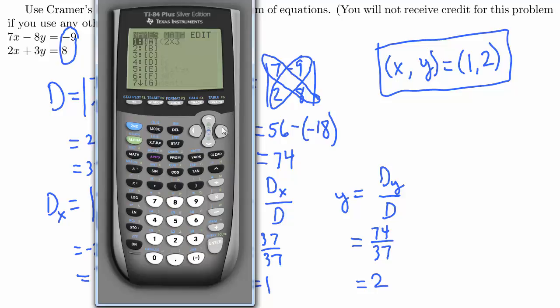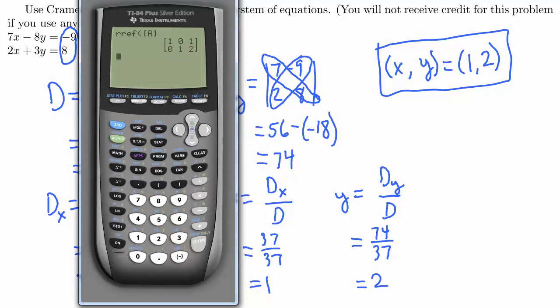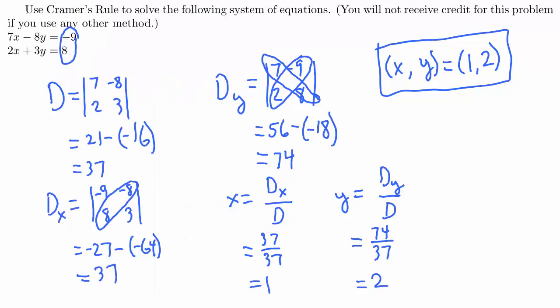And go back in the matrix. Go up to RREF for reduced row echelon form, and tell it to do it of matrix A. There you go. I got 1, 2 out of it, which is what I got over here. This is just a way of checking yourself. Notice that you're not actually using Cramer's rule if you're doing it on the calculator. And so because of that, you must do this by hand in order to be doing Cramer's rule.